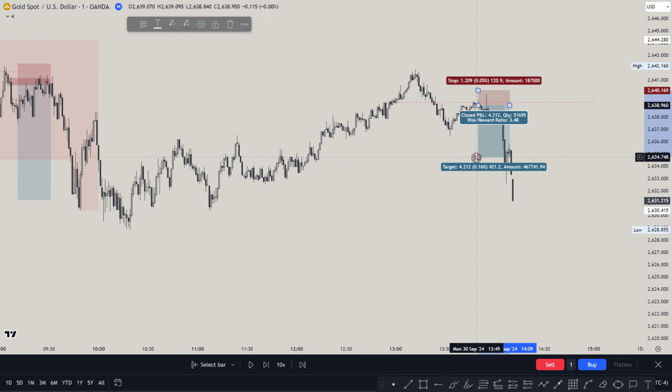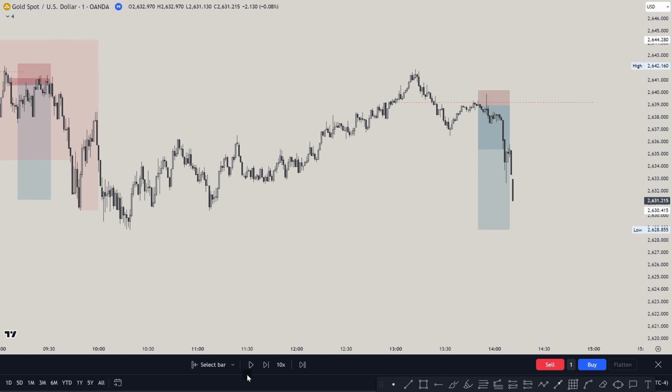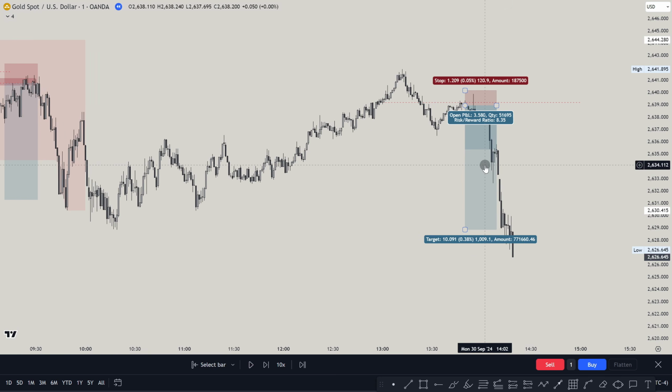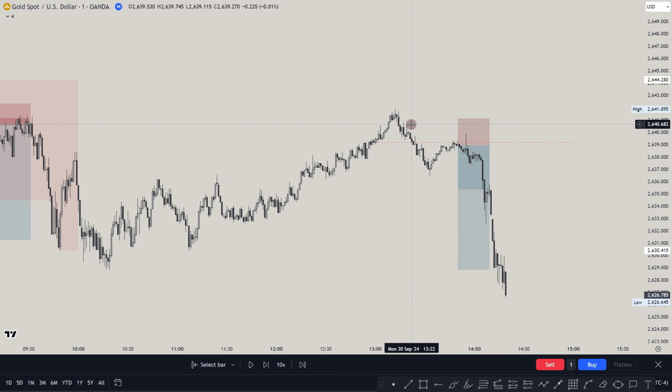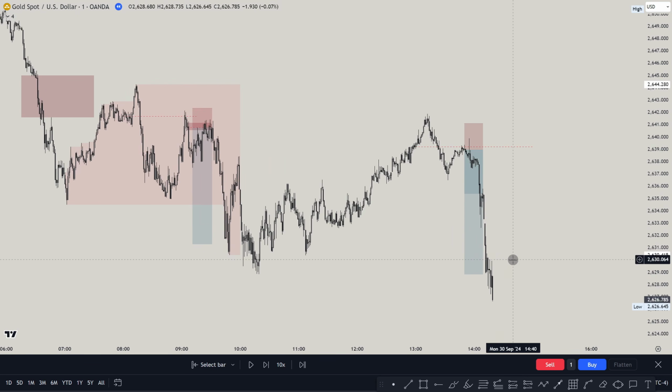So you see, we go lower. A lot of people would be targeting this low as our 15-minute, and you get that one. Very nice. And even if you put it also above the other inducement, there was another inducement here, you could have gotten a 4.5 to 1. That is a very nice one.